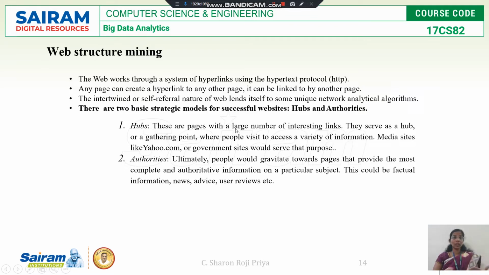A page where a large number of interesting links are present is known as a hub. And what are authorities? Authorities are nothing but the pages where the actual information is present. So a hub is a single page containing interesting links alone, and the page where the actual information is present is known as an authority. And these are the two basic models for successful websites, hubs and authorities.